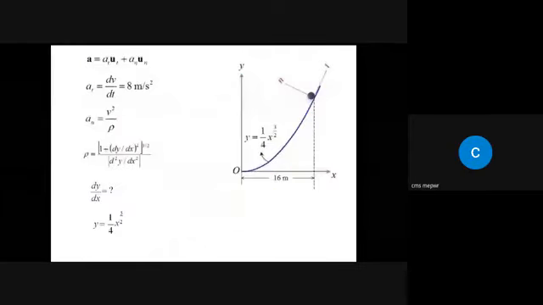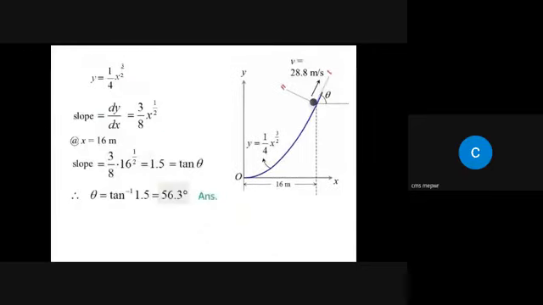Okay, so now let's see. For acceleration, we have this equation. We know that the at component is equal to 8 meter per second squared, and the an component is equal to v square by rho. We know that rho is equal to this equation, so for that we need dy by dx. We know that y is equal to this thing, so take its derivative with respect to x. When you take the derivative, dy by dx, you get this expression. Put x equal to 16. What is dy by dx at x equal to 16 meters? You get 1.5, right?